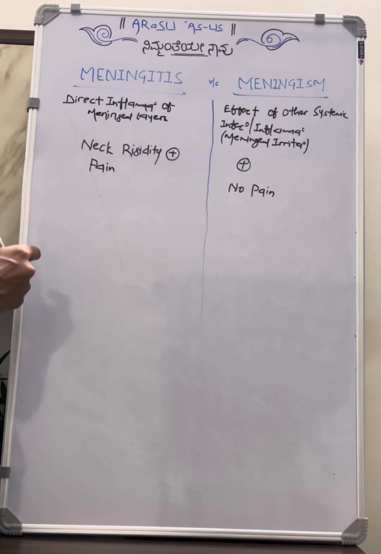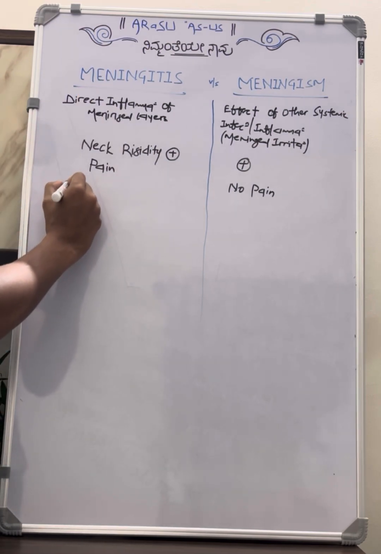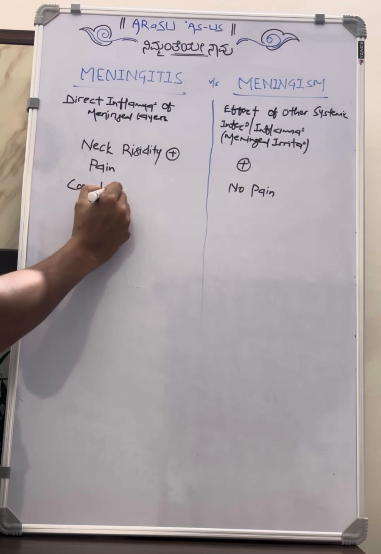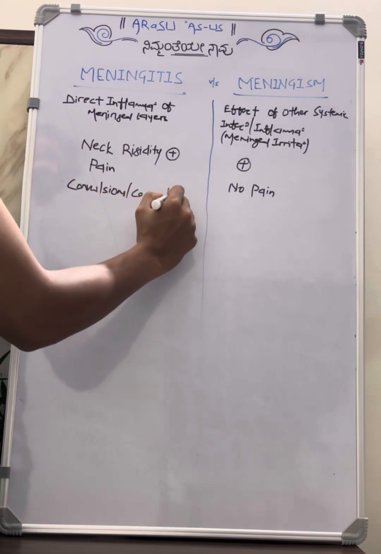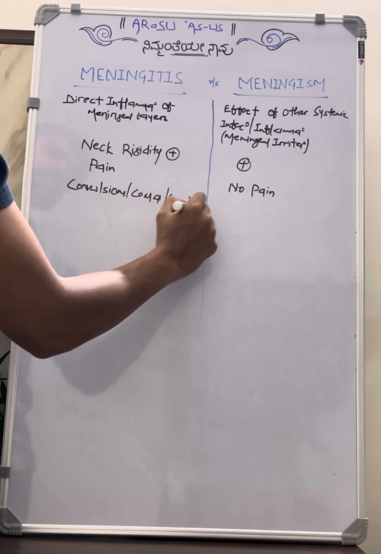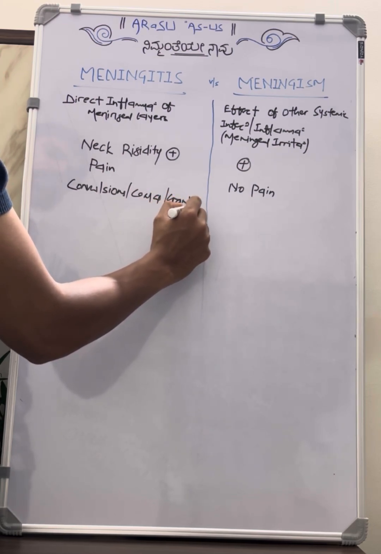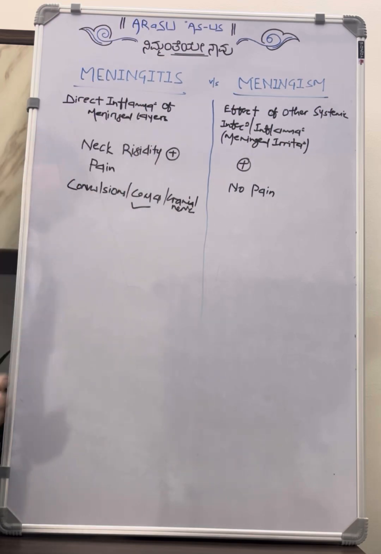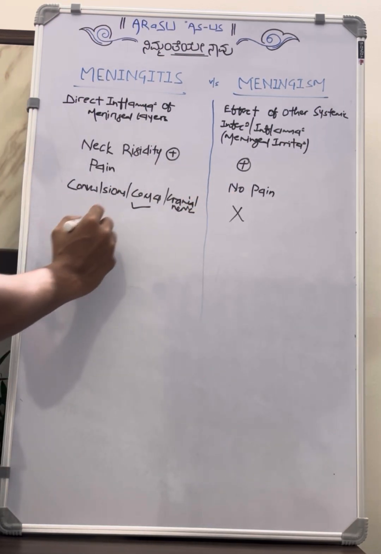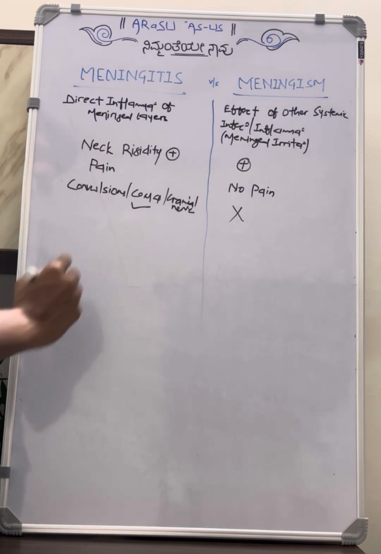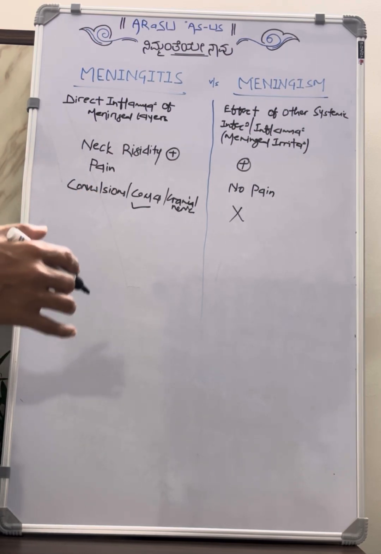And the other differences are convulsions, coma, or cranial nerve involvement. Cranial nerve involvement will be seen in meningitis. Here, no such involvements.